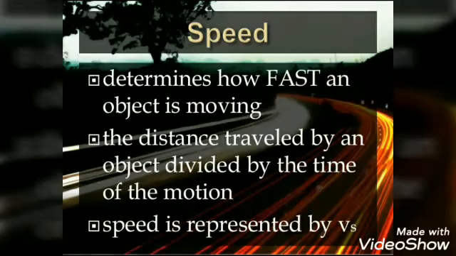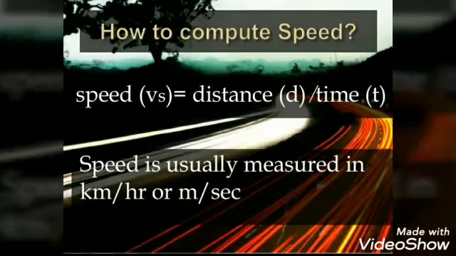So the next topic is speed and velocity. Speed determines how fast an object is moving. The distance traveled by an object divided by the time is known as the speed of the object. Speed is represented by the symbol v. This is how it is computed: speed is equal to distance by time. Speed is usually measured in kilometer per hour or meter per second. The SI unit is meter per second.